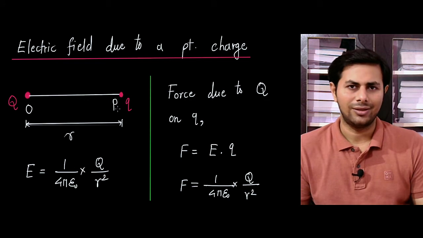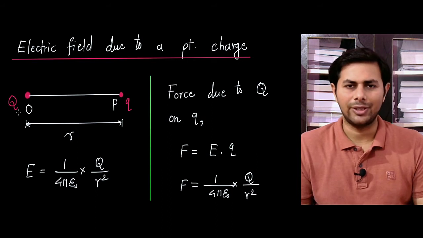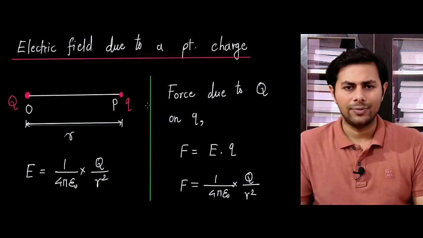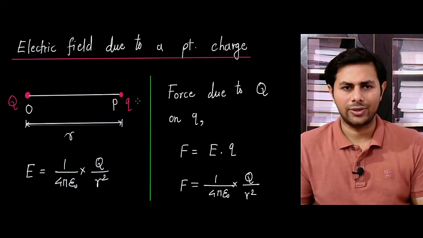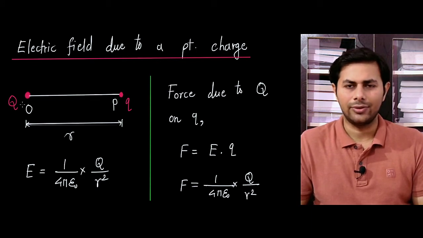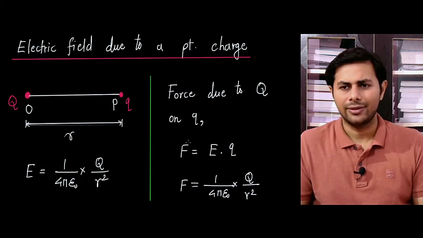Hi friends, in the last video we learned that the electric field due to a point charge, let's say capital Q, at a point at distance r away from it is given by E equals 1 over 4 pi epsilon naught times Q over r squared. And if we keep another point charge at that point, it experiences a force due to this electric field, and the force acting on that charge is given by this electric field E due to point charge capital Q times the other point charge. Alright.